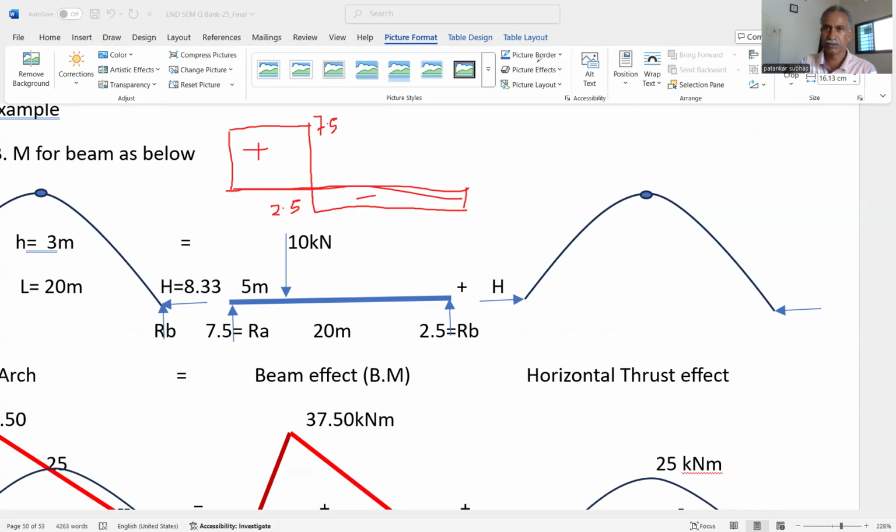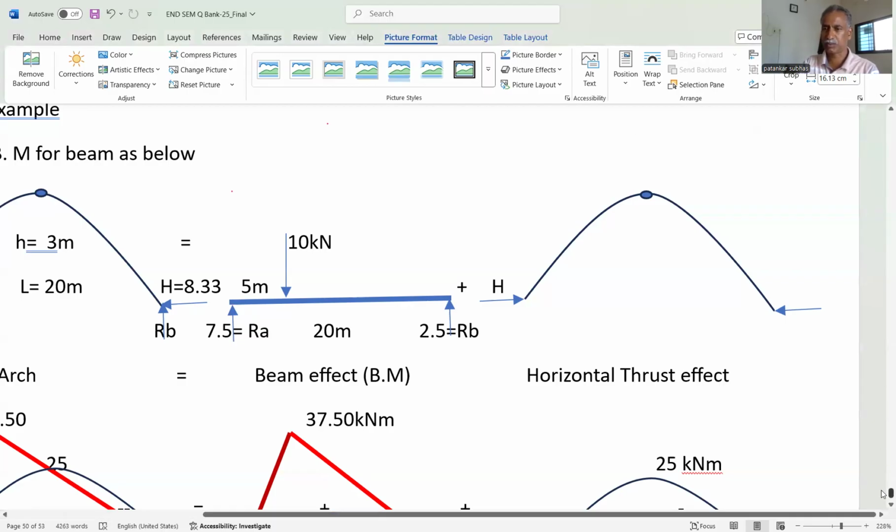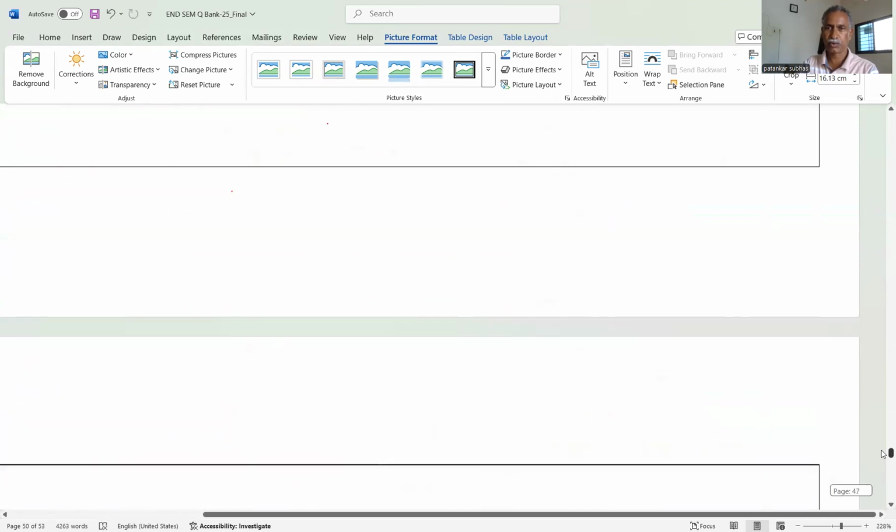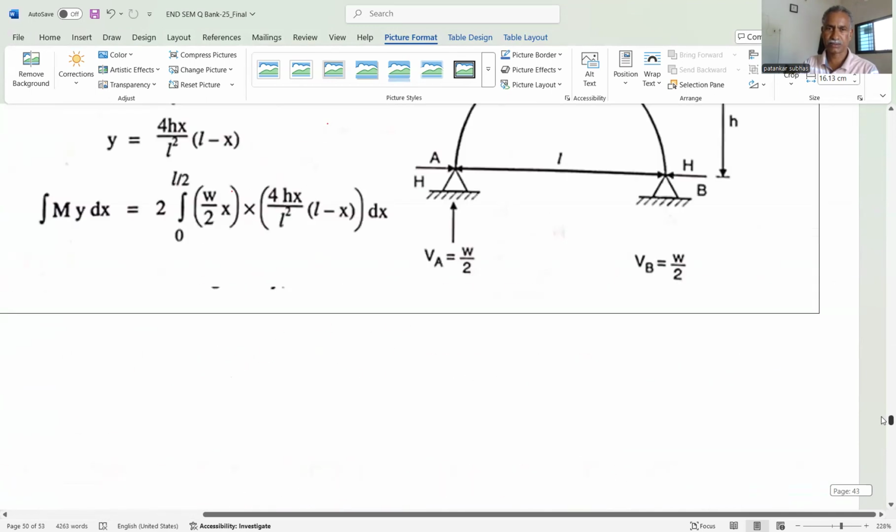for the 3-hinge arch. For the 2-hinge arch, many times the question may be asked to find the horizontal thrust. For the 2-hinge arch, generally we use a direct equation, and the equation is H is equal to integration of M into y into dx divided by integration of y square into dx. When we use these separately, we get the horizontal thrust. Of course, there is integration involved. Let's see one example. Yes, this is the example.